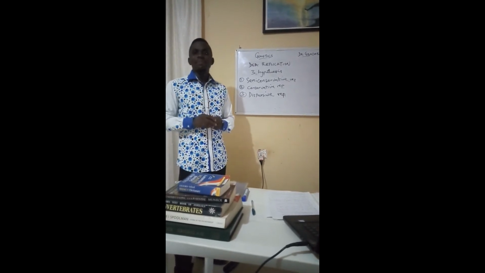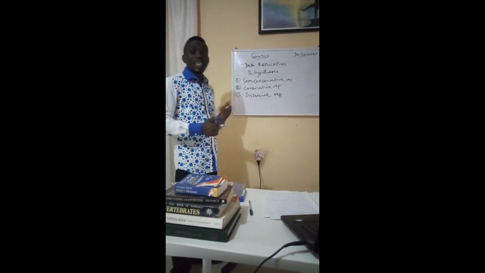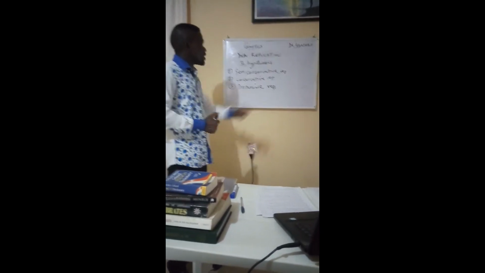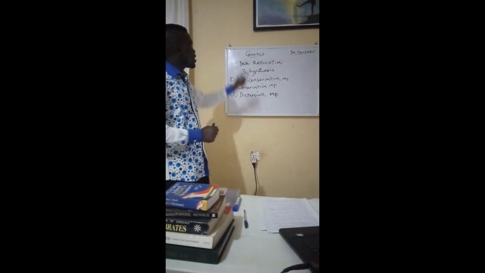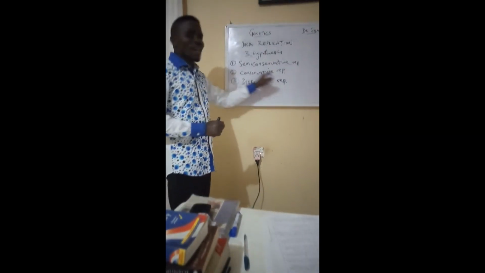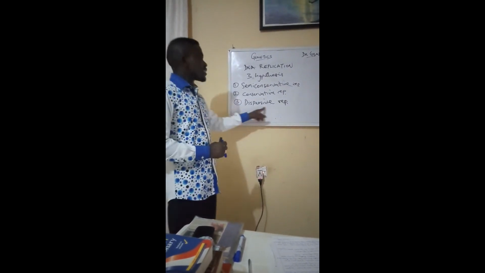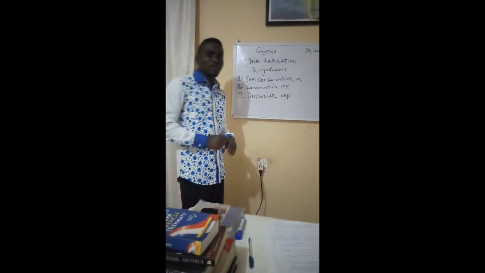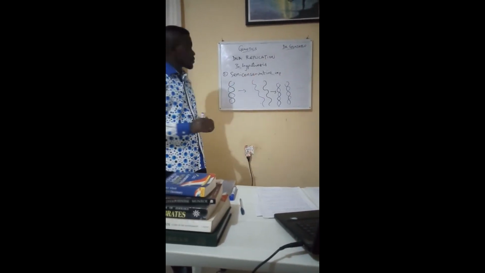Now, there are three hypotheses on how DNA is replicated. The first hypothesis is semi-conservative replication. The second hypothesis is conservative replication. And the third hypothesis is dispersive replication. Let us start with the semi-conservative replication of DNA.